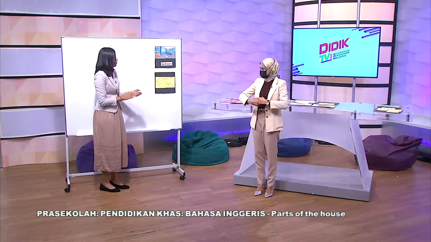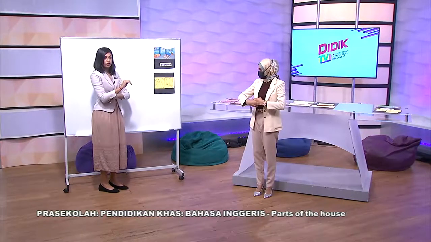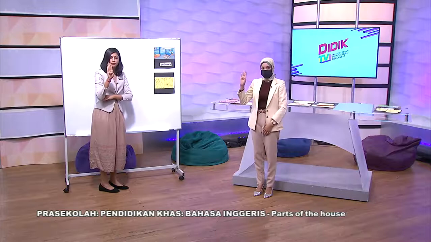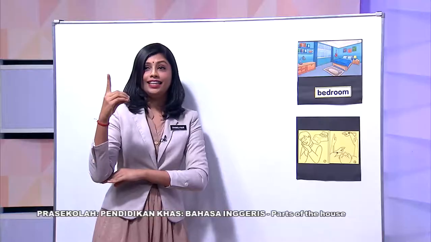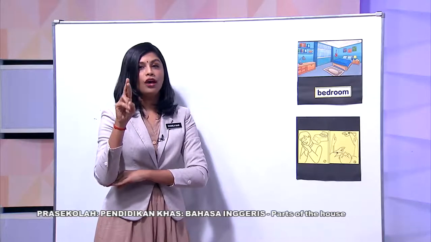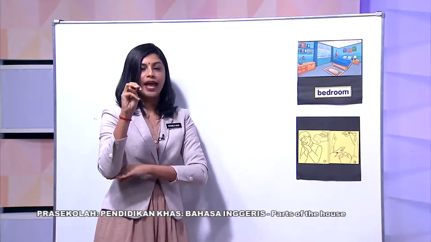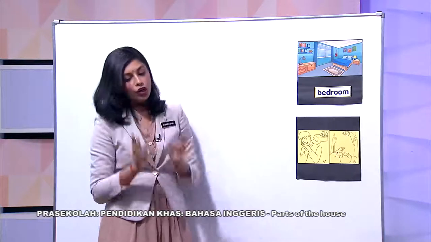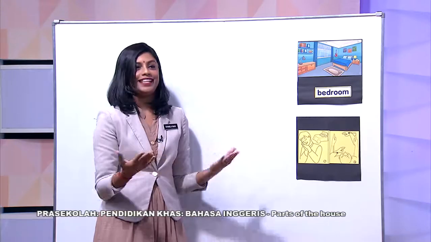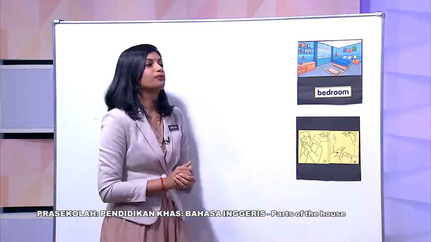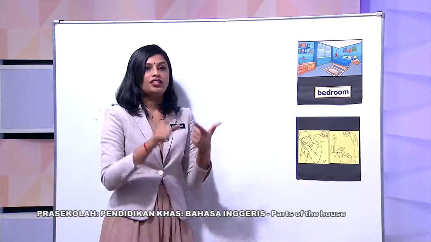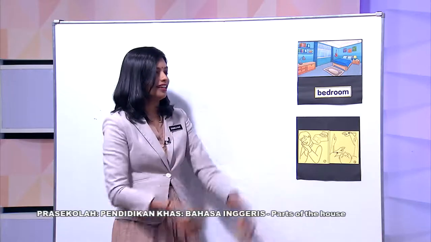Before we practice the signing, let me spell it for you. B, E, D, R, O, O, M. Bed, room. Yes, that is the sign for the bedroom. Are you good? Good. Shall we move on to the second picture then? Yes, you can teach it.